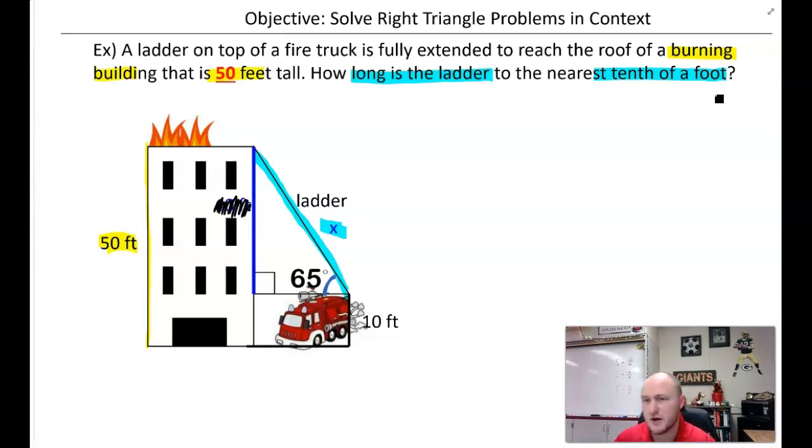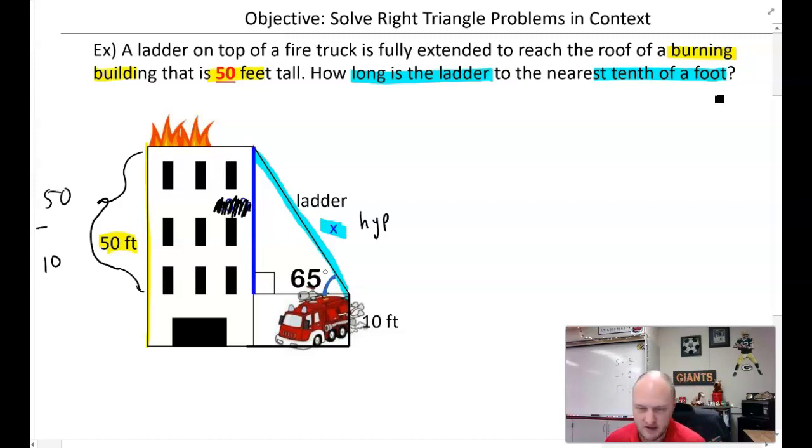Well, in order to solve the triangle, I need another piece of information. I know that the angle here is 65 degrees. I want to solve for the hypotenuse, but I don't have any other information. Well, by them telling us that the fire truck is 10 feet, this distance here, for this portion of the building, is going to be 50 take away the height of the truck, which is 10. So that's how we get 40 feet here. So that distance is 40 feet tall.